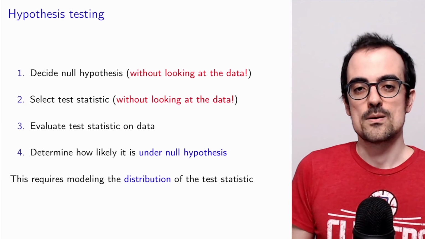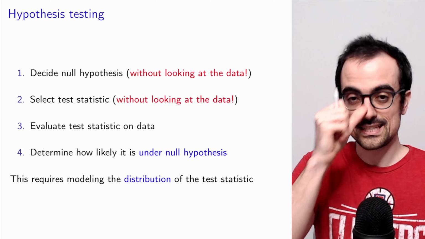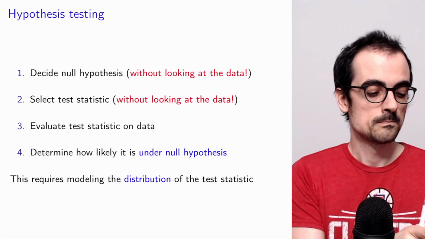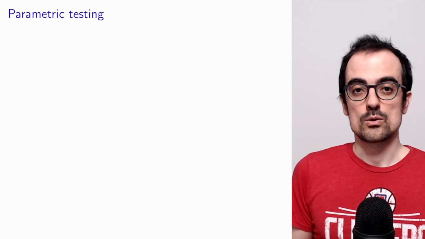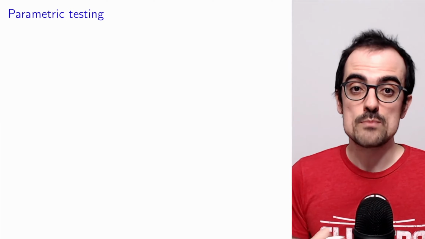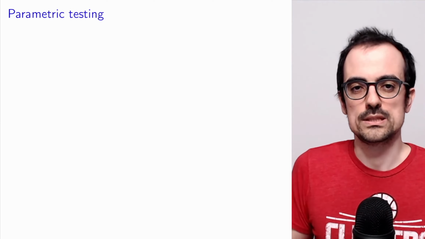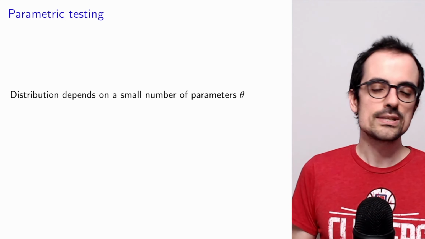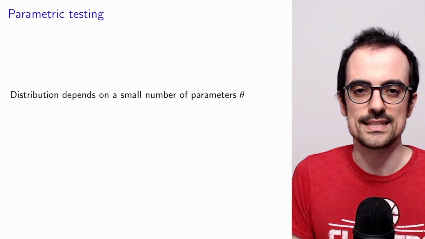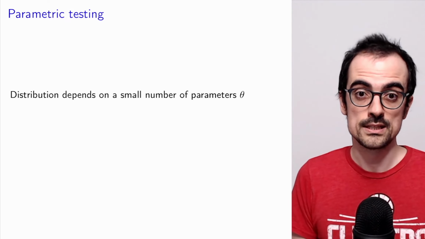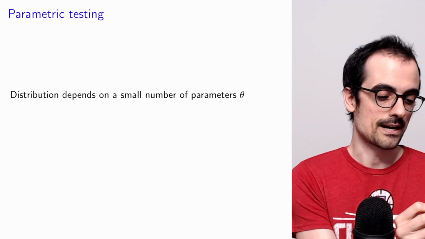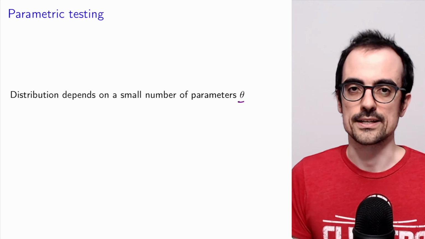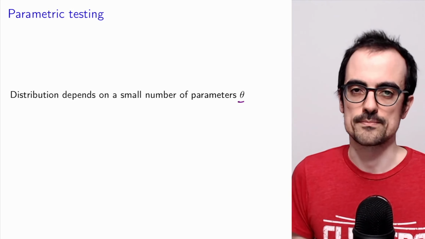This requires modeling the distribution of the test statistic under the null hypothesis. So let's take a look at how we can do this under the framework of parametric testing. In one of the following videos, we will take a look at how to do this in a non-parametric way. In parametric testing, we make the assumption that the test statistic has a distribution that depends on a small number of parameters, which we're going to call theta here. Theta you can think of just as a vector of parameters.